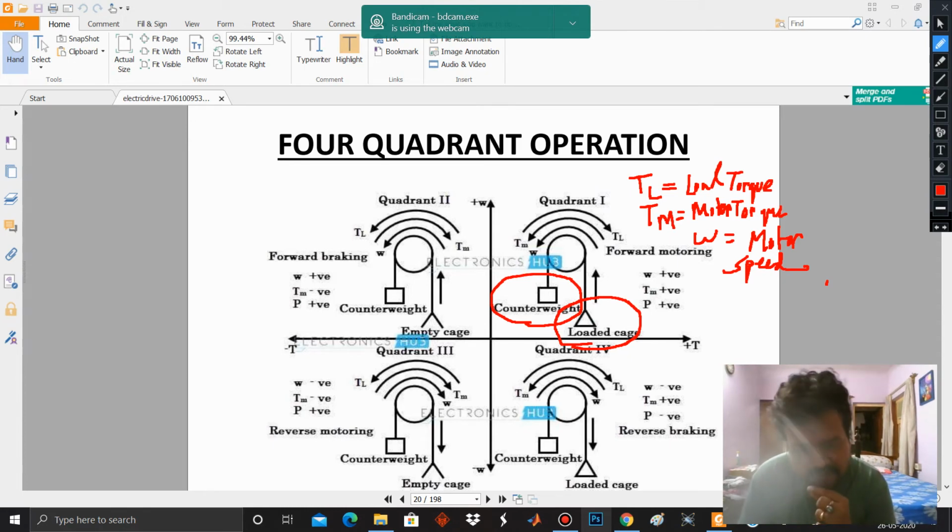So one thing is very clear: if you want to move the loaded cage upwards, what should be the direction of rotation? Obviously the direction of rotation should be anti-clockwise. That means the speed will definitely be in the anti-clockwise direction.